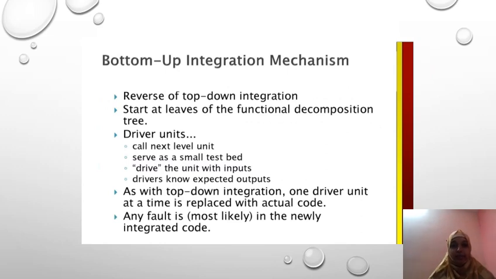So now let's move ahead to the bottom-up integration mechanism. The reverse of top-down integration is the bottom-up integration mechanism. It starts at the leaves of the functional decomposition tree. A driver unit that calls the next level unit serves as a small test bed. It drives the unit with inputs. Drivers know the expected output. As with top-down integration, one driver unit at a time is replaced with actual code. Any fault is most likely in the newly integrated code.